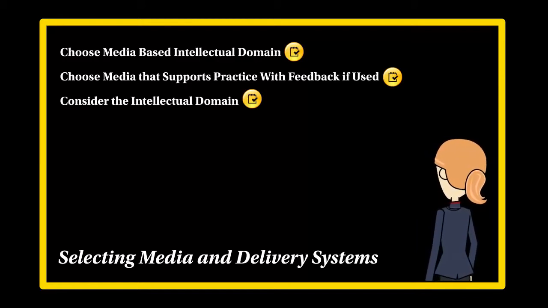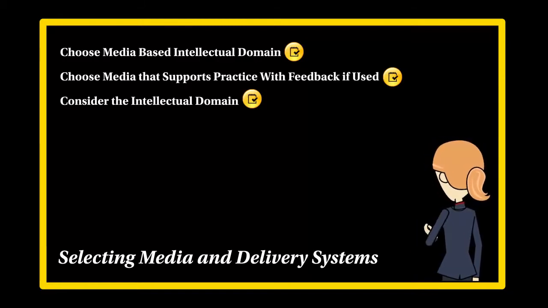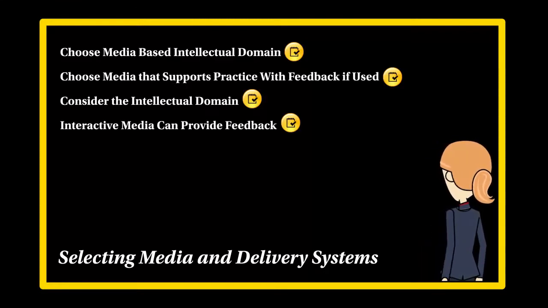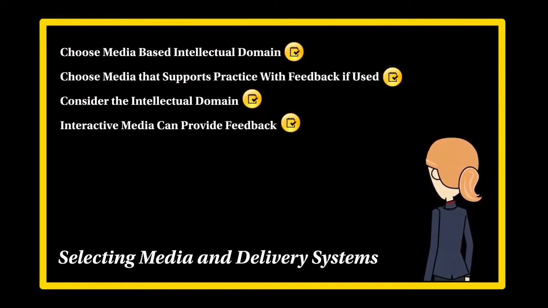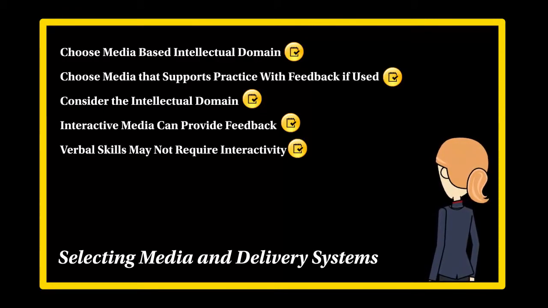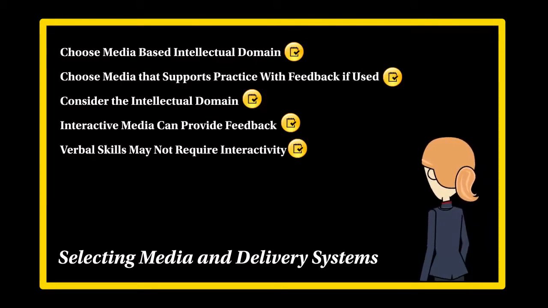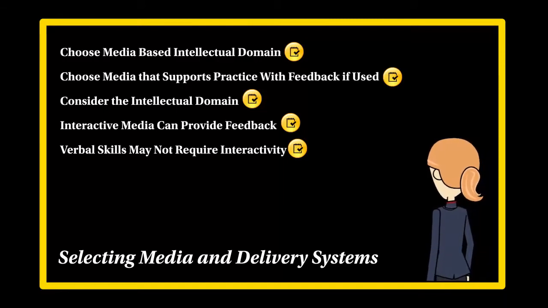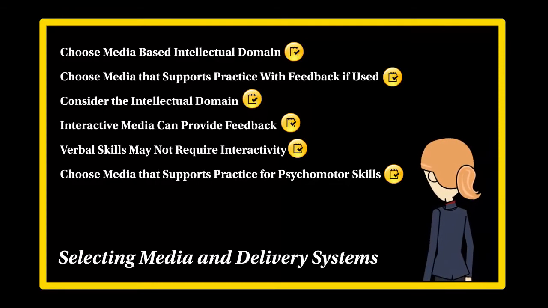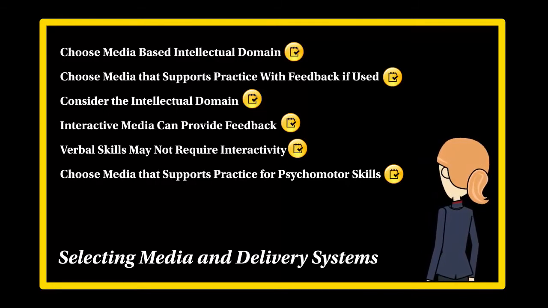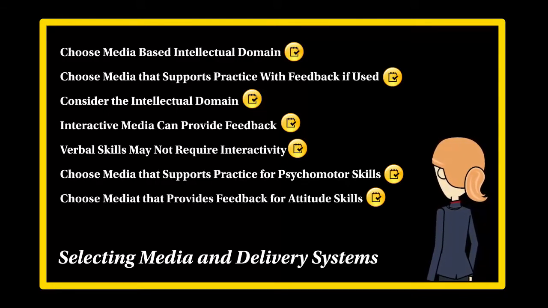For intellectual skills, you'll want to consider media which is interactive so that you can provide feedback. If your instruction is verbal information, it may need less interactive media because your learner can make comparisons based on the information you provide. If you're choosing media for psychomotor skills, describe what the learner will do and choose media such as practice, simulations, and real coaching media. Finally, if you're working with attitude skills, choose media that provides the learner with observation and reward or approval for appropriate display of attitude. This can often mean selecting visual media or using role-play media.